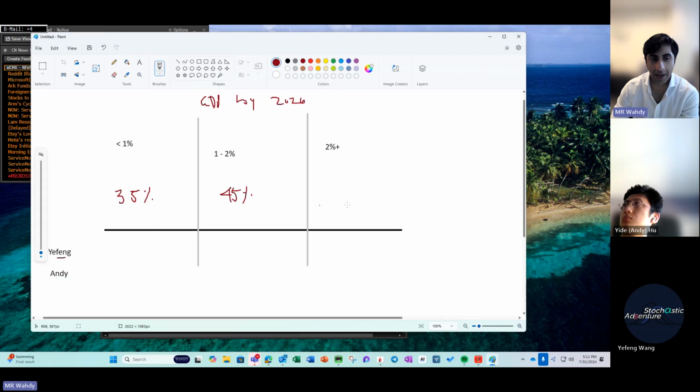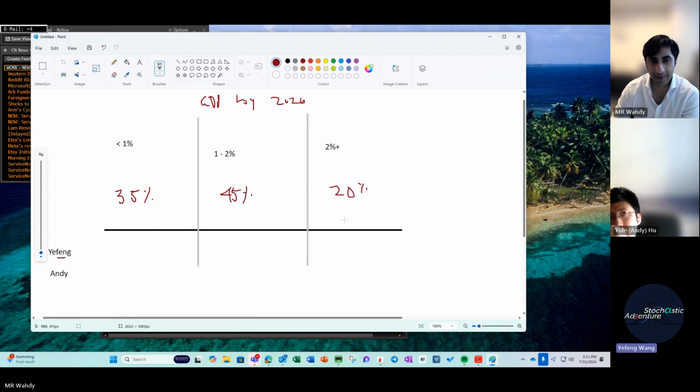Okay. And then what are the odds that we get to 2% plus? This is going to equal the remaining, so 100% minus 80%, 20%. Do you agree with that distribution? How would you shift this? How would you calibrate this?